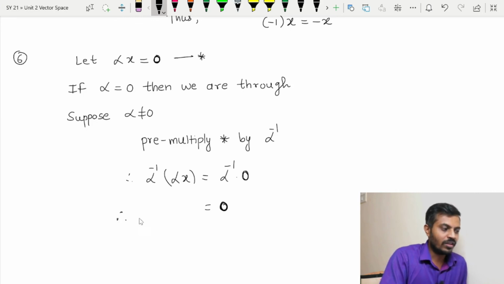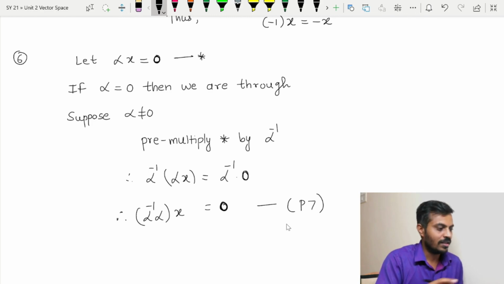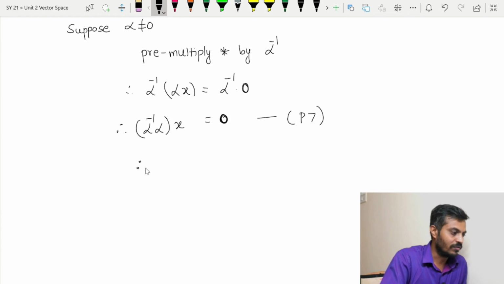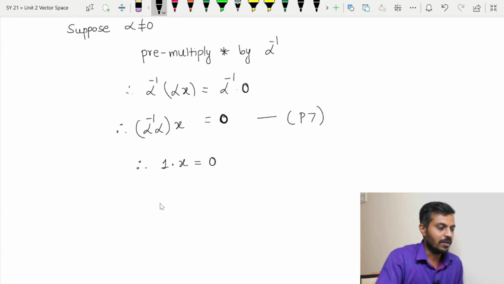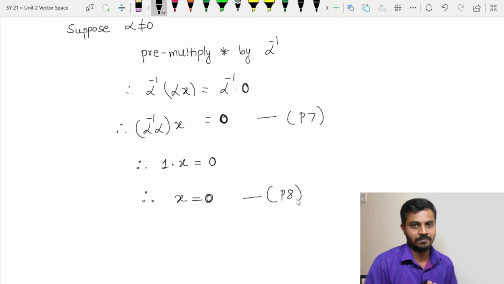And what about the left hand side? This thing can be written as alpha inverse alpha x. Can you tell the property? That's right, P7. But what is alpha inverse alpha? That is nothing but 1. So therefore 1 dot x will be equal to this 0 vector, but according to P8, 1 dot x is x. So therefore x is equal to 0 vector, and that is exactly what we wanted to prove. So that's all about this theorem. Thank you.